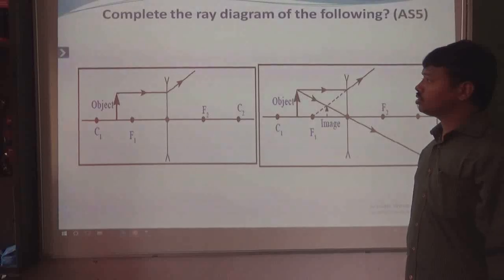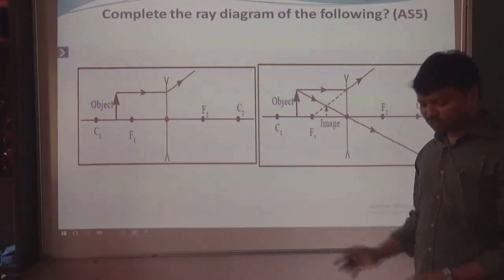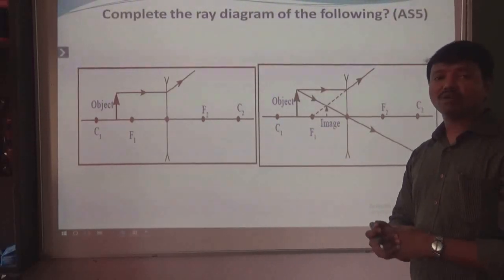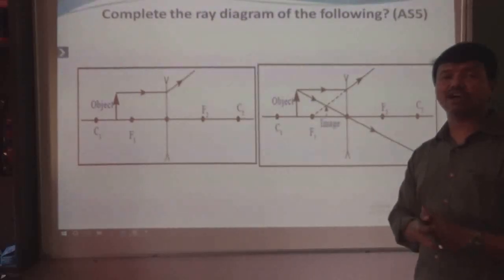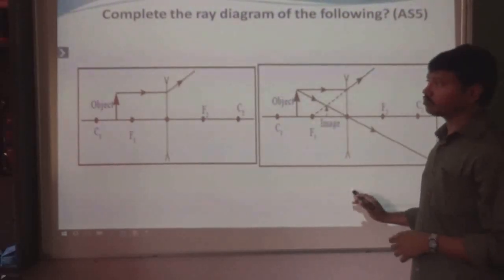So these are the questions. These questions must and should be followed for 1 mark, 2 marks and 4 marks, including the difference between convex and concave lenses.